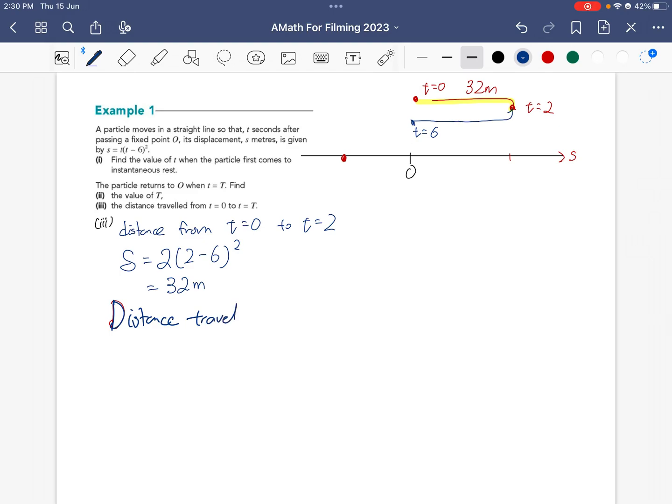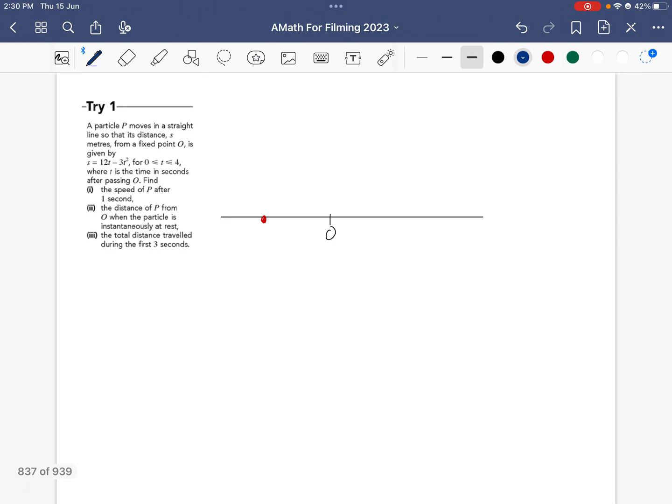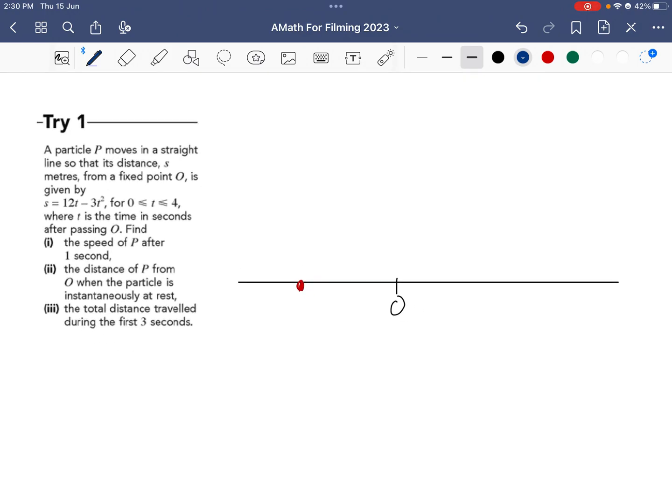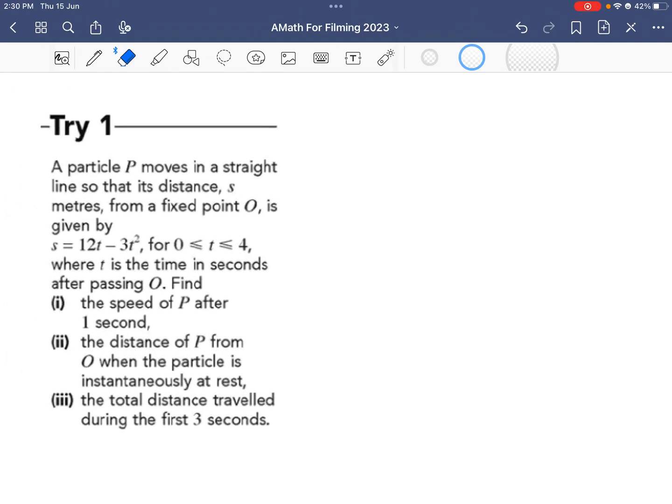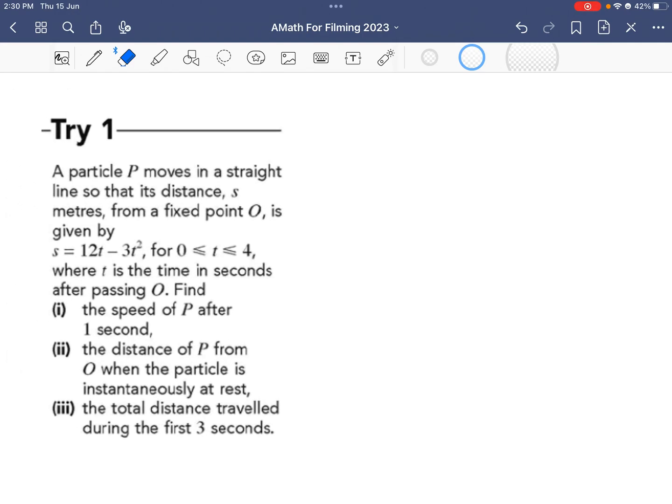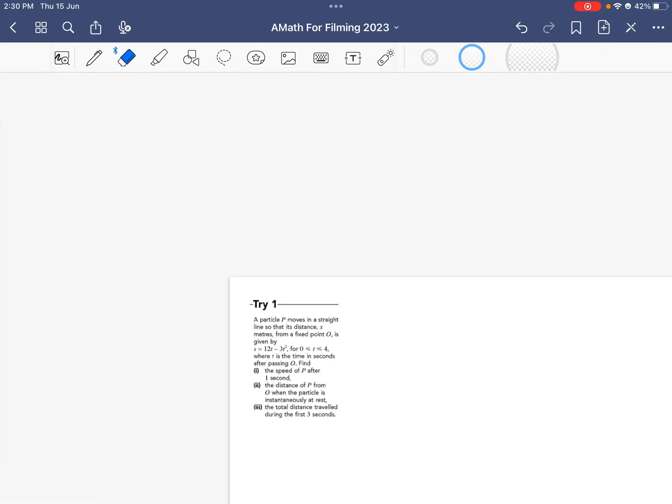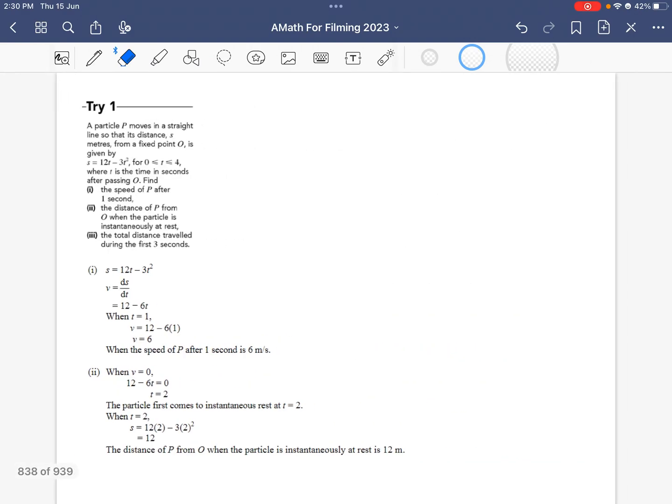So the distance, so it's not displacement, it's distance. So distance traveled here is 32 plus 32 equals 64 meters. Okay, so that is it for example 1. Now please try example 1 yourself, and then I can help you with it. So just pause the video now. When you're ready, unpause and I'll give you the answer.